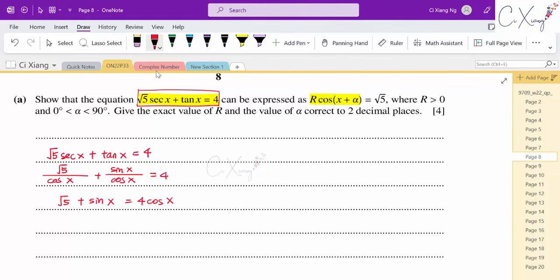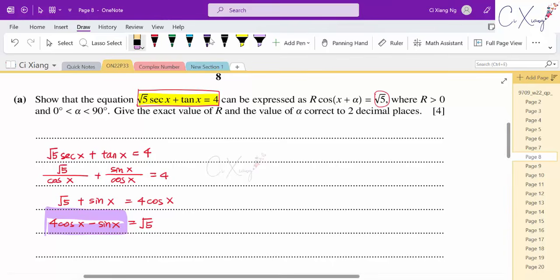After that, you can see that we want to keep the square root 5 on one side, and the rest we can move to the other side. If we rephrase it, we will get 4 cos x minus sine x equals square root 5. And now we are going to change this particular part into the form R cos(x + alpha).